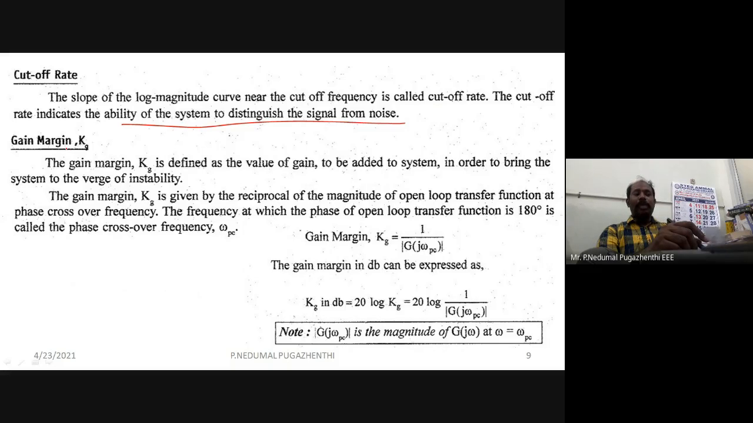That particular margin is called the gain margin, and in your plots, the gain margin is provided as Kg equal to 1 by |G(j omega pc)|, where omega pc is the phase crossover frequency. At that frequency, the magnitude value is read at the same point where your phase is 180 degrees. So, the frequency at which the phase of the open loop transfer function is 180 degrees, you call it the phase crossover frequency.